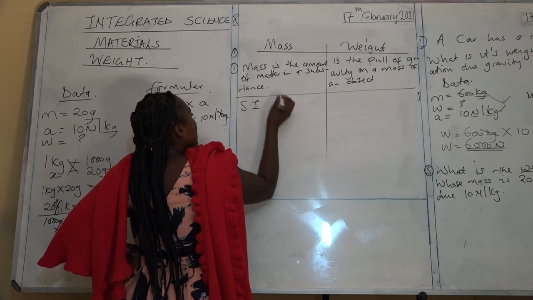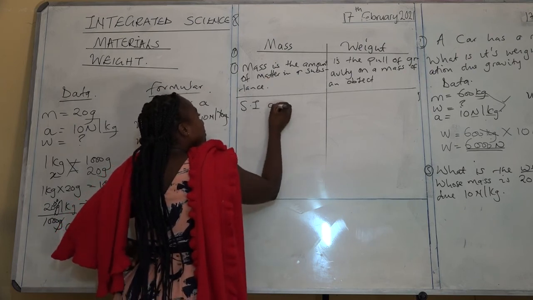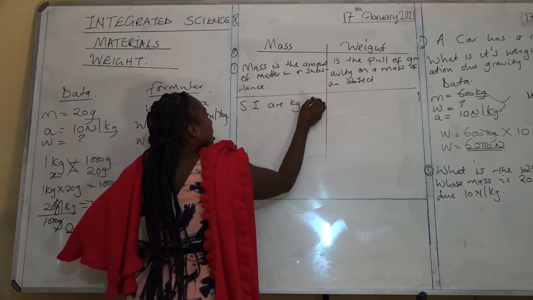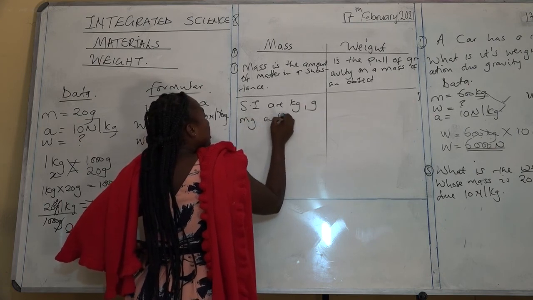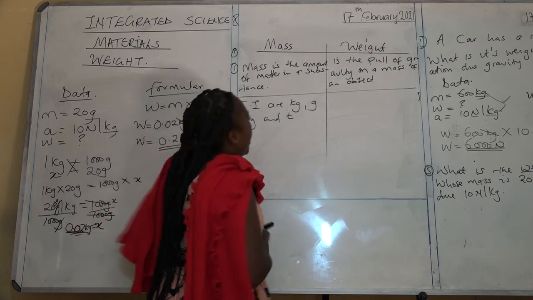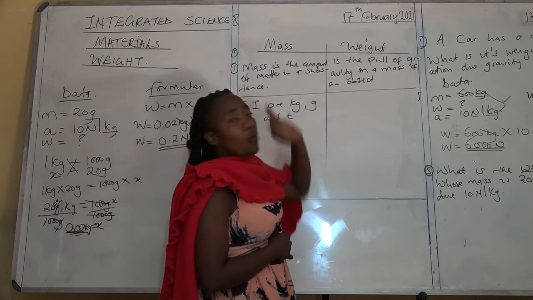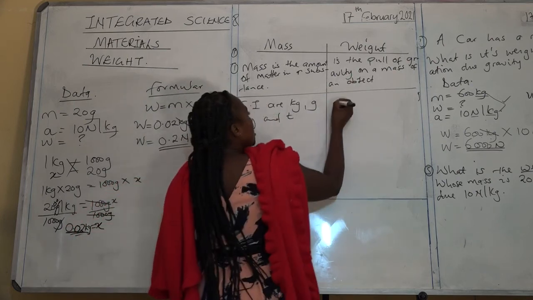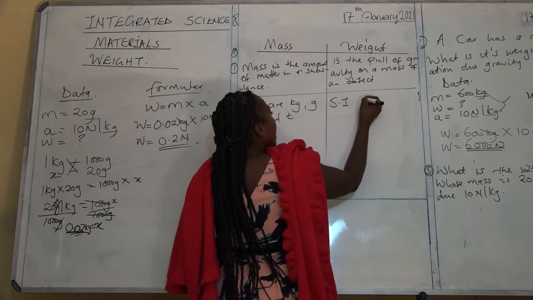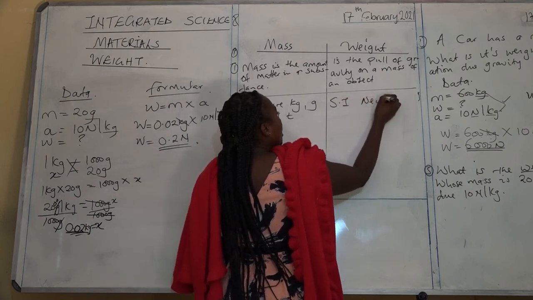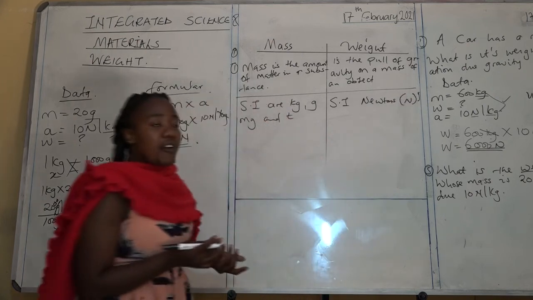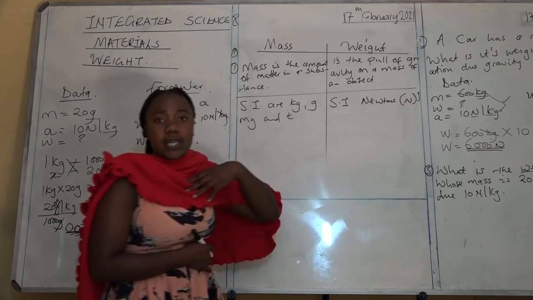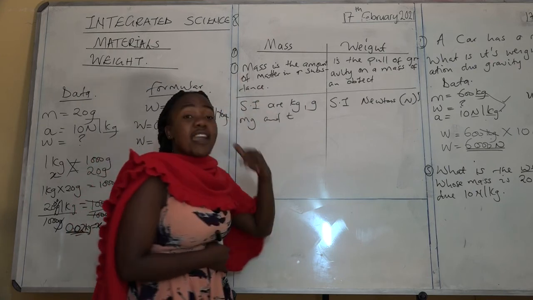Then the SI units for mass are kgs, grams, milligrams, and tons. Then the SI units for weight are newtons, like that. So we've differentiated by their definitions, and we've also differentiated by their SI units.